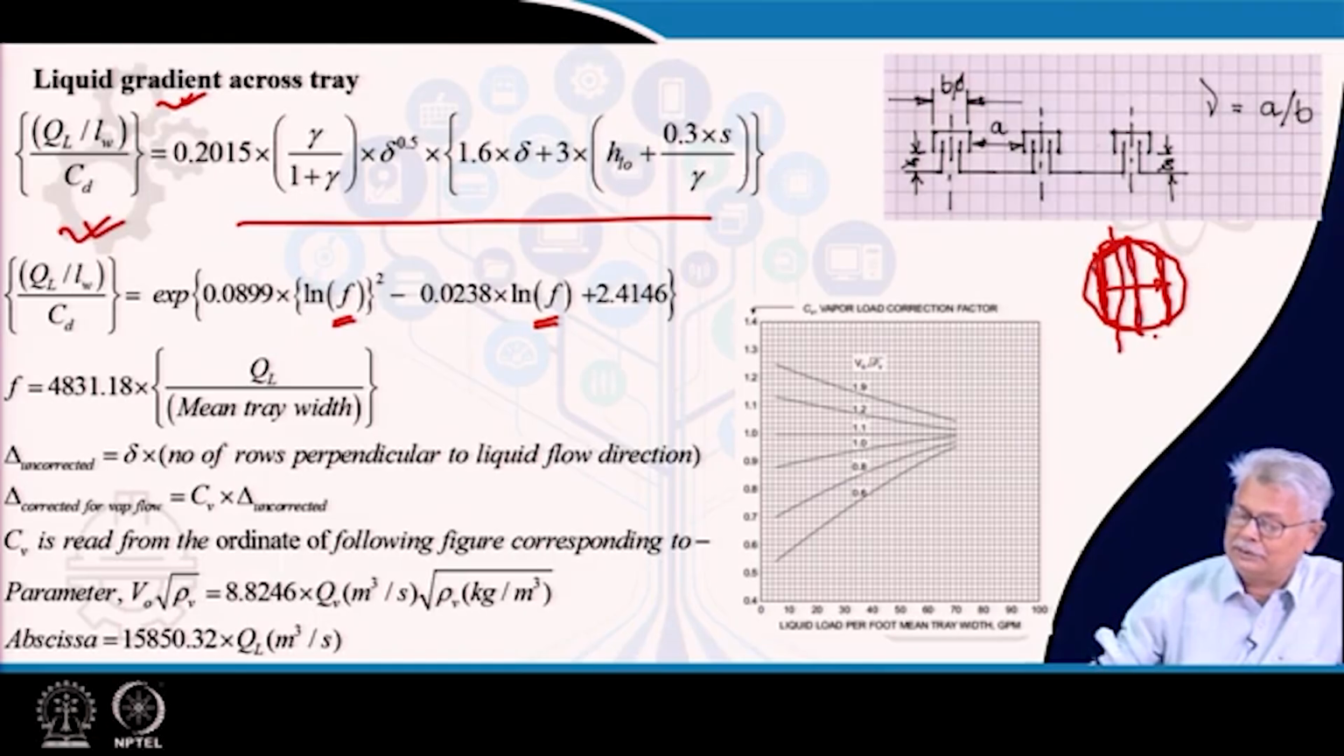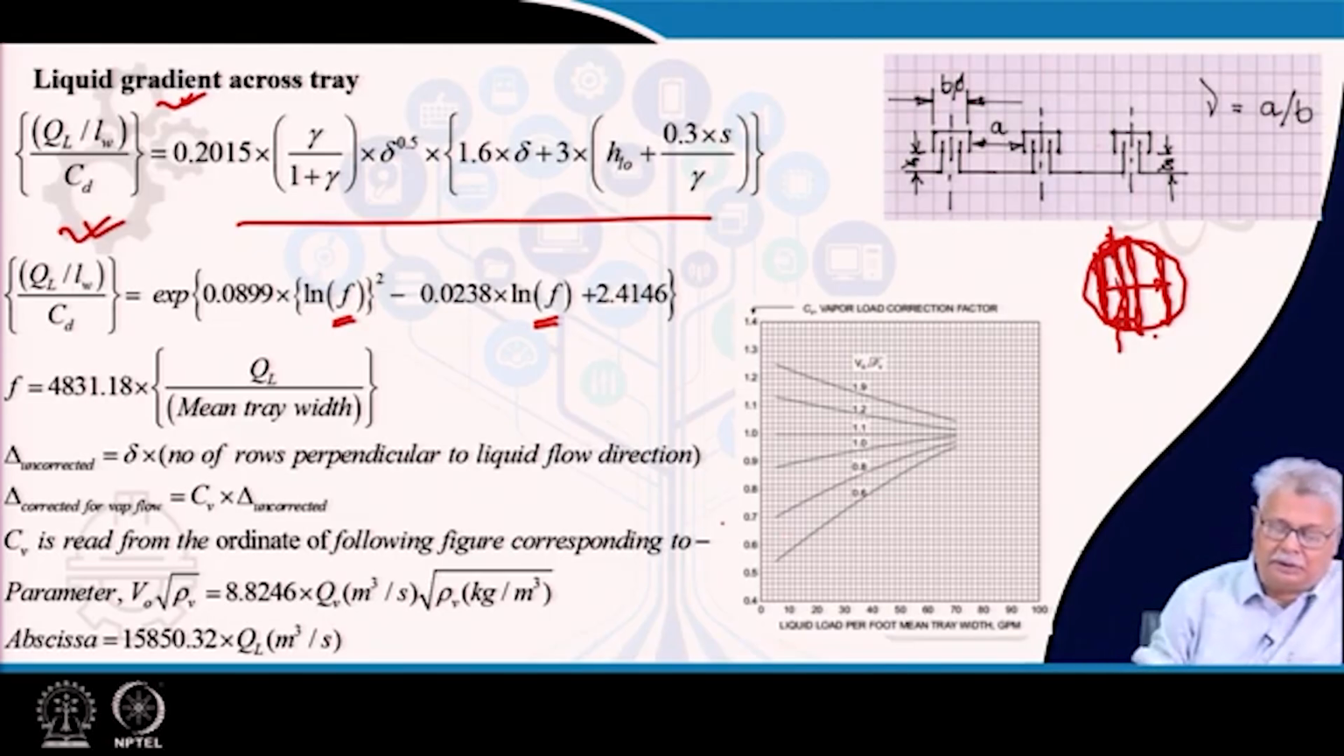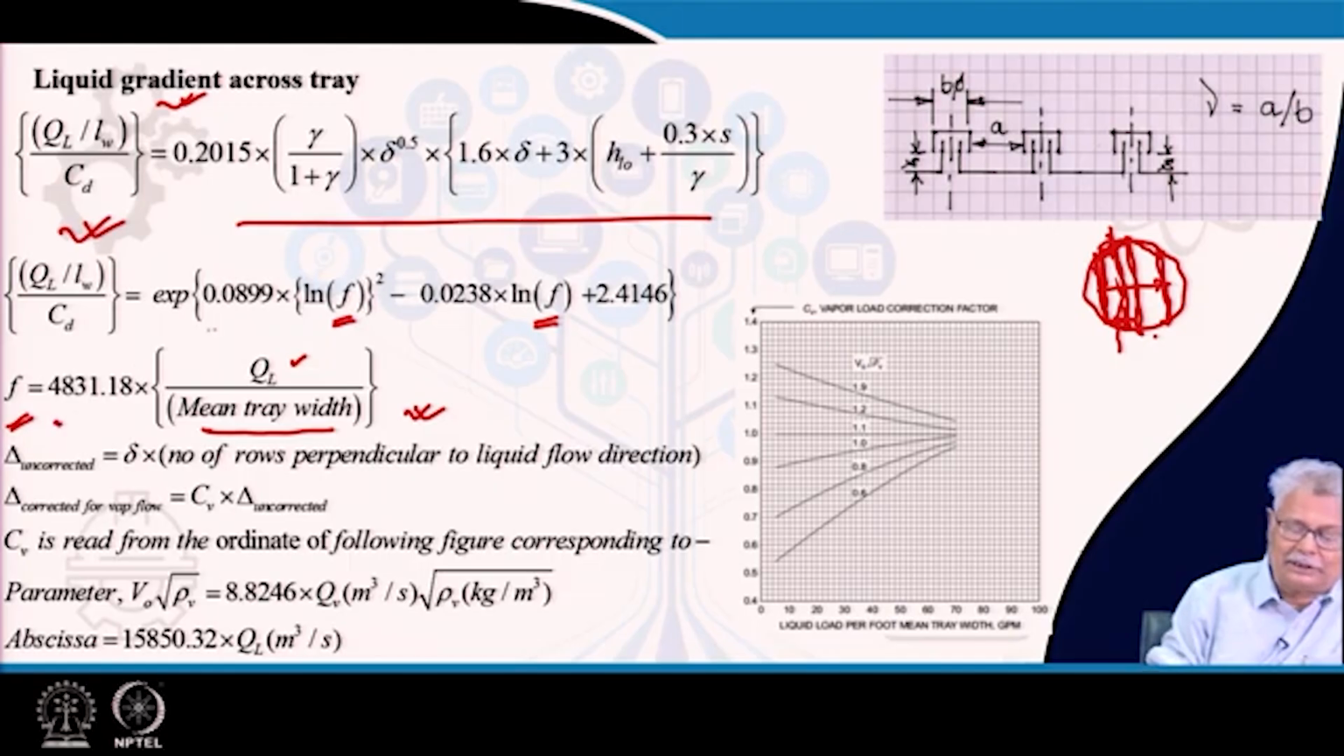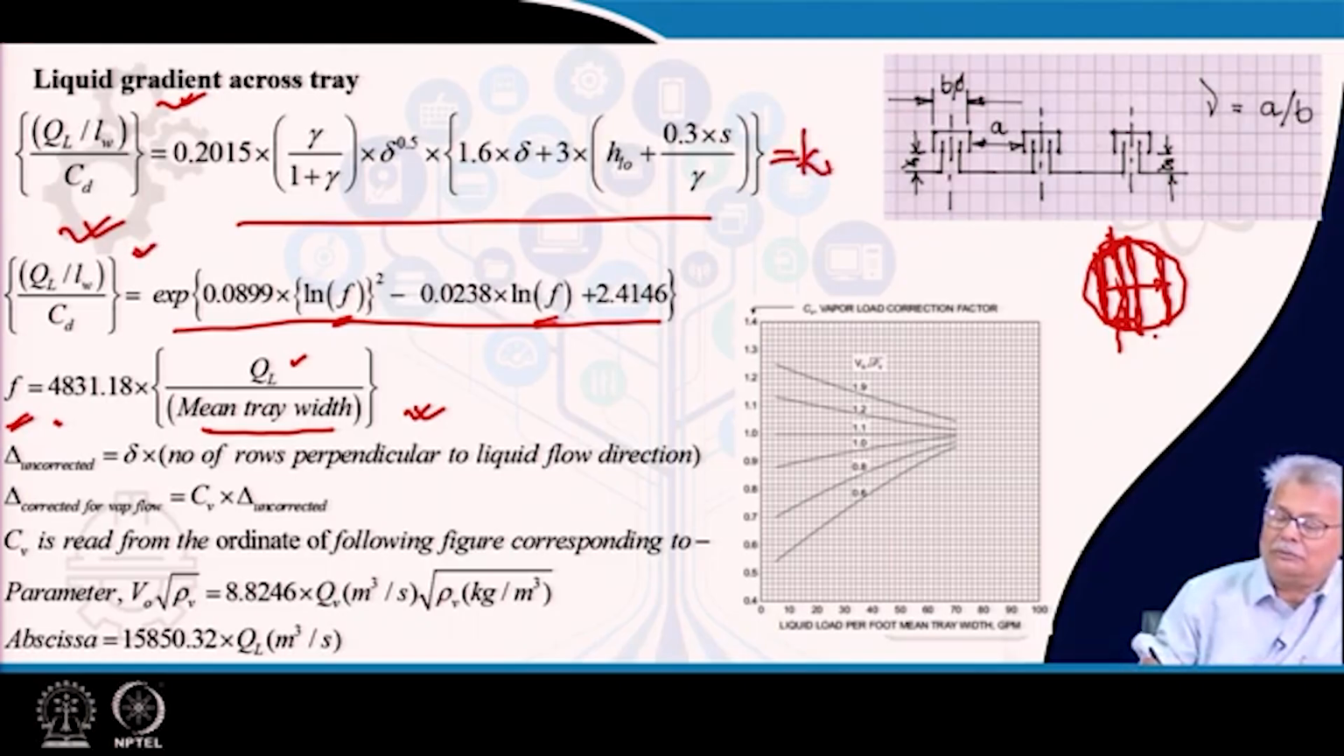It's basically a trapezoid which is taken, and you take this particular gap as the mean tray width. Now this mean tray width is in the denominator and in the numerator you have QL, and you know the value of small f. So once you know the value of small f, it's possible for you to evaluate this. At this point of time, I will say this is a known value. While you are designing, you definitely know your QL. You already have gone for your layout of the tray, so you are very much aware of the numerical value of the mean tray width as well.